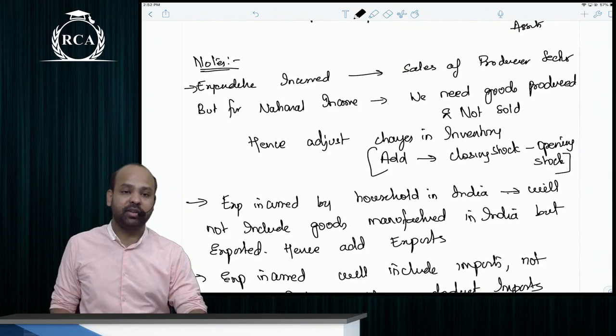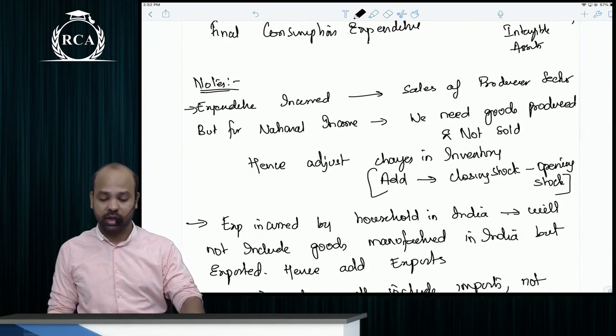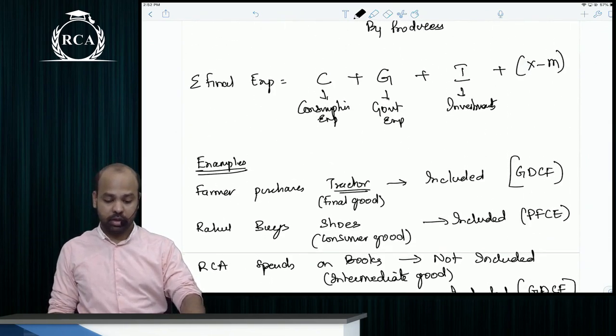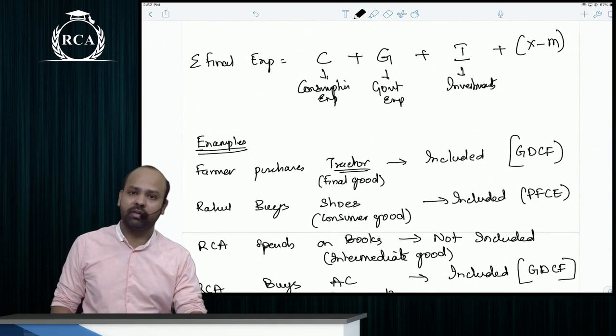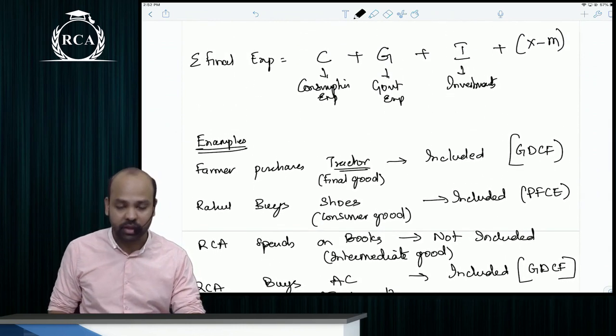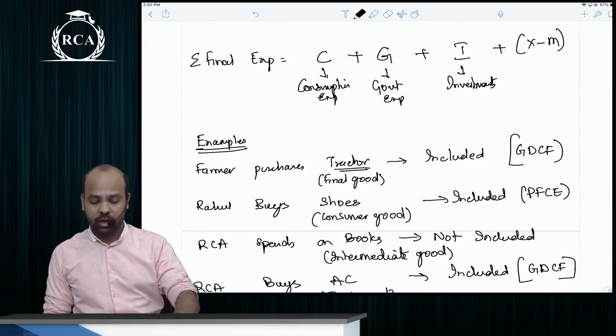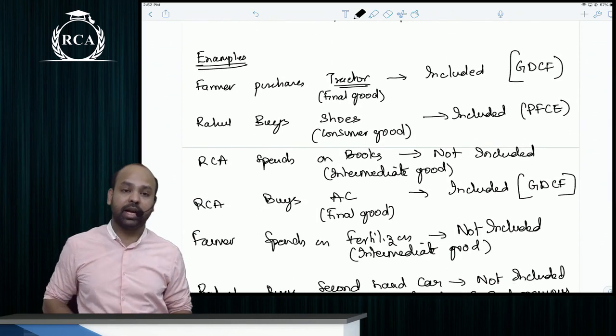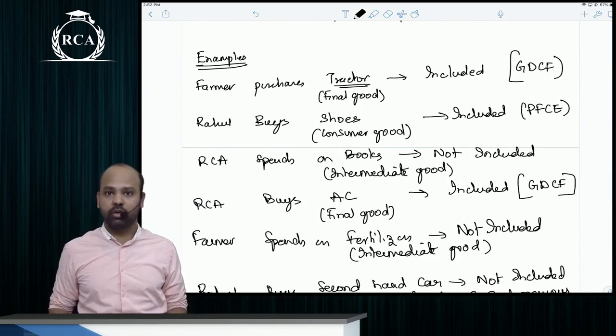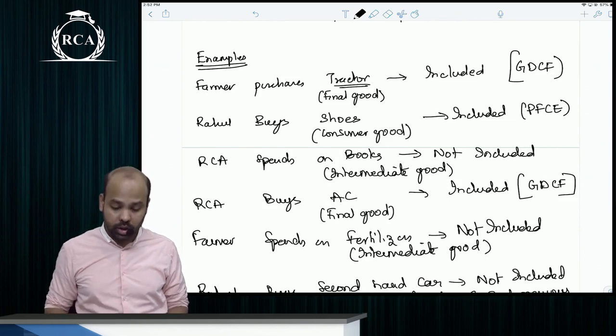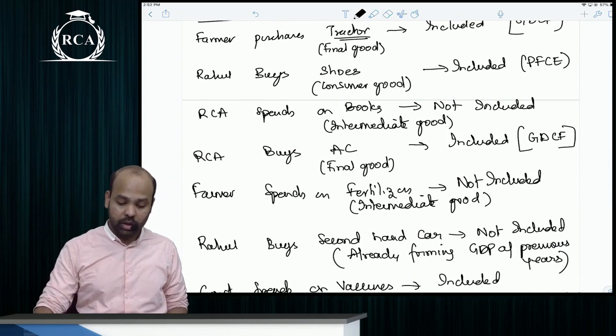I've given you explanation as to why we are adding exports and why we are deducting imports. Perfect. Then guys, C plus I plus G plus X minus M, that is how you compute your final expenditure. Farmer is buying a tractor, it is a final good included, so that will come under gross capital formation. Rahul buys shoes, it will come under private final consumption expenditure.